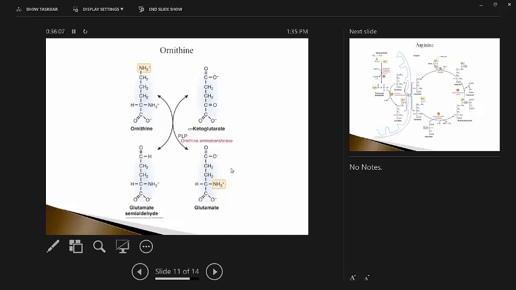So what kind of a process is this? We've got an aldehyde up here and an amino group over here. So this process is a transamination, okay? Ornithine aminotransferase, but you don't have to know it. It's a transamination. The amino group ends up in this position, and the keto group ends up right here, okay?